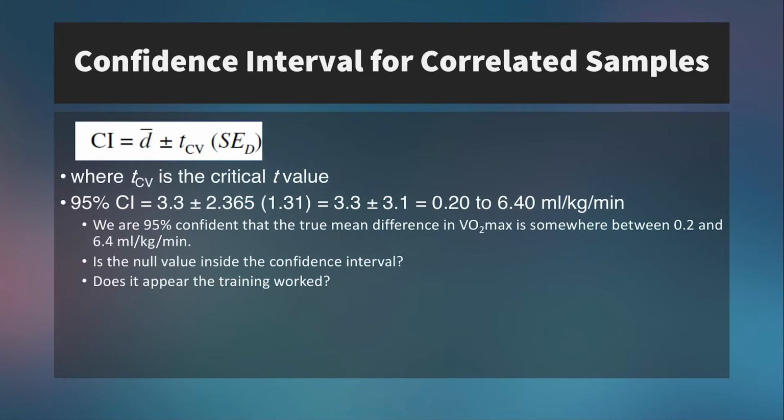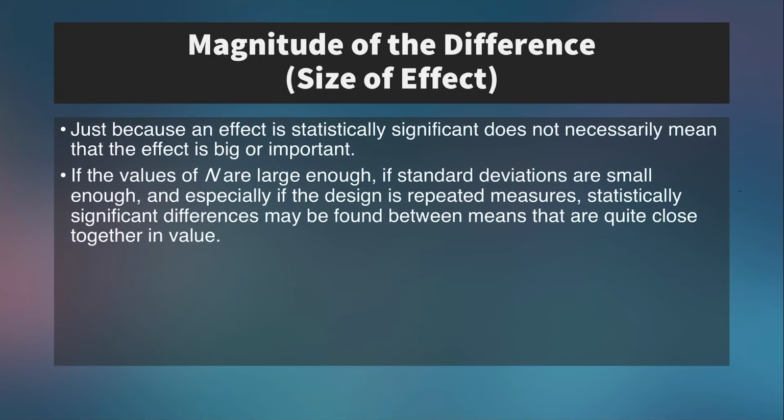Now let's calculate the confidence interval. Remember that we take the difference in means plus or minus the critical t-value times the standard error of the difference. And we would get between 0.2 to 6.4 milliliters per kilogram per minute. And so we can say that we are 95% confident that the true mean difference in VO2 max is somewhere between 0.2 and 6.4 milliliters per kilogram per minute. The null value of 0 is outside of that confidence interval, so it appears that the training has worked.